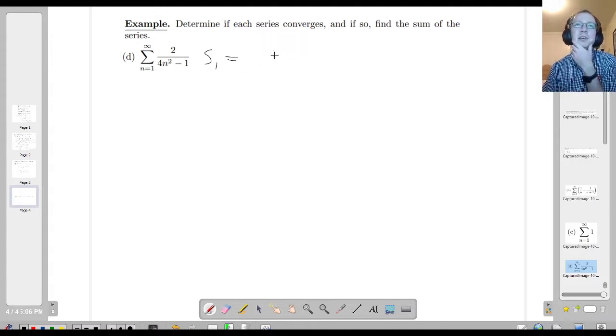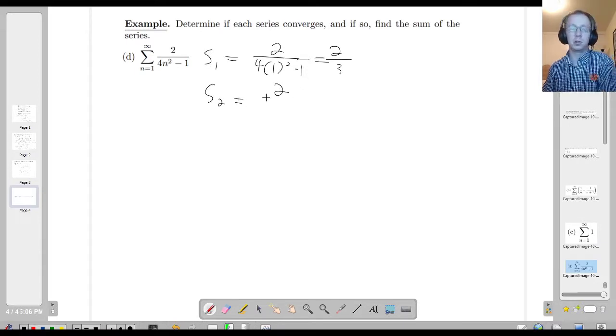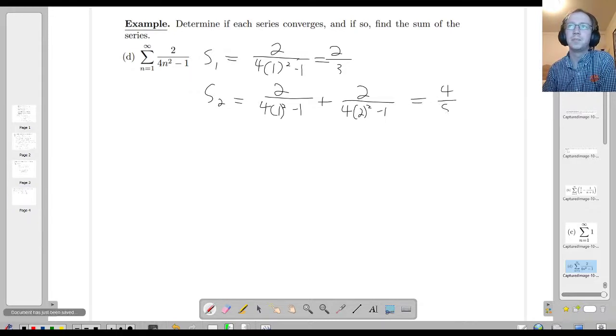In this case it would be 2 over 4 times 1 squared minus 1. That's going to be 2 over 3. S2, let's see, that would be 2 over 4 times 1 squared minus 1, and then we would also add what happens when I plug in 2. So that's going to be 2 over 3 plus 2 over 15. Well, that's not very pleasant. So that's going to be 12 over 15, which is 4 over 5. Okay, this is definitely looking more complicated.